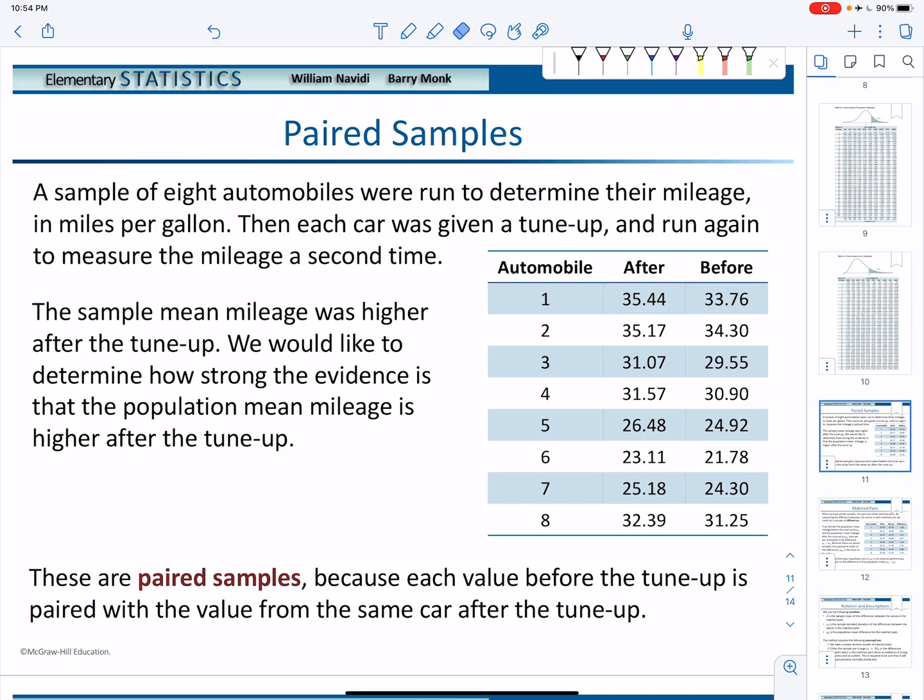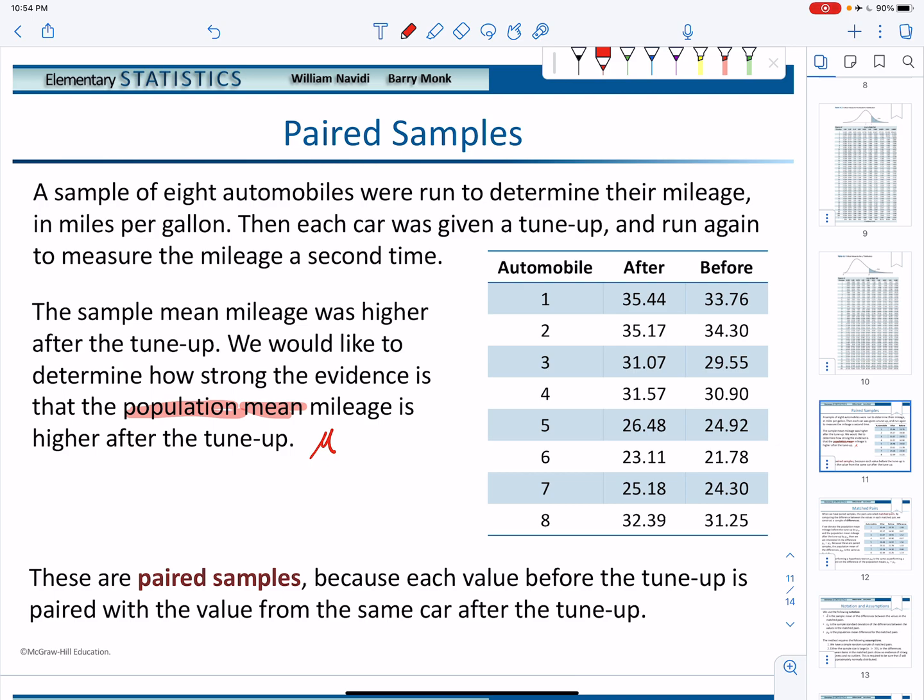Okay, so a couple things going on here. Let's go like this. It said we would like to determine how strong the evidence is that the population, I want to highlight that, the population mean mileage is higher after the tune-up. Well, very often to figure out something about the population is very difficult. It's hard to check every automobile before and after a tune-up in the population, right? So that population is a very difficult thing to get to. And by the way, if you remember, for population mean we use the variable mu.